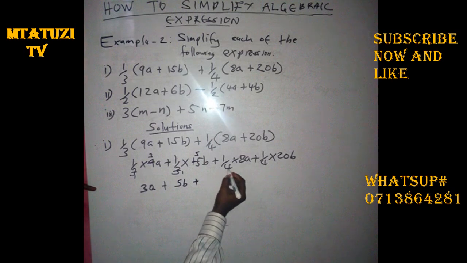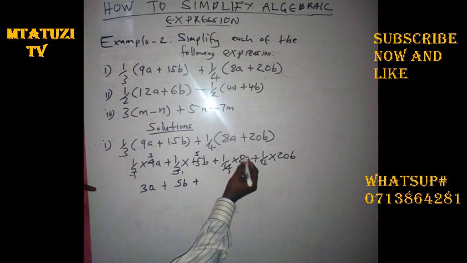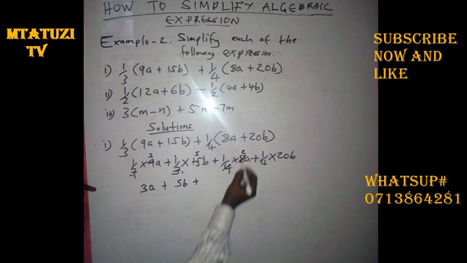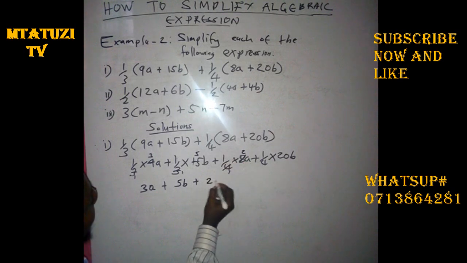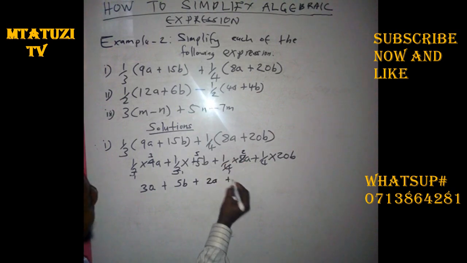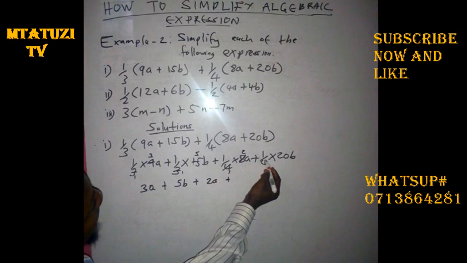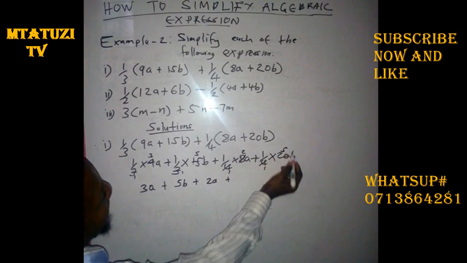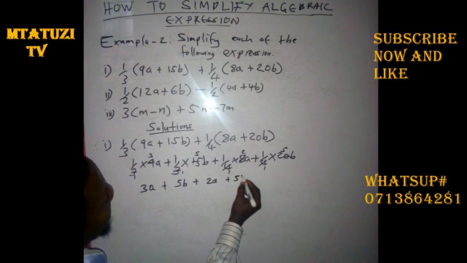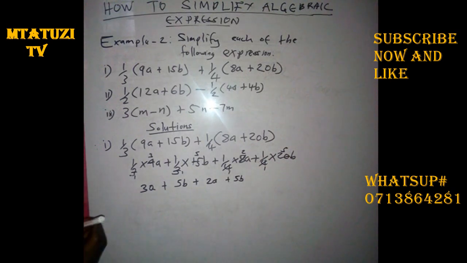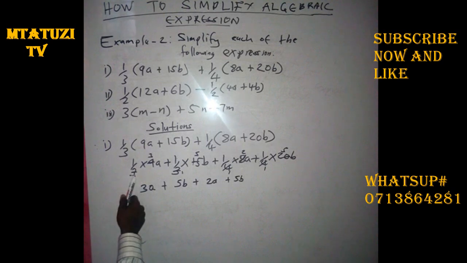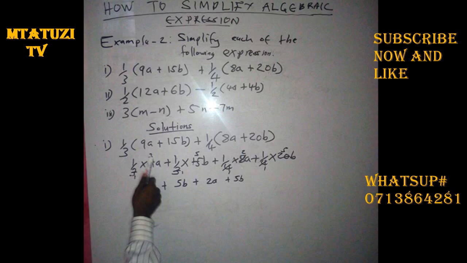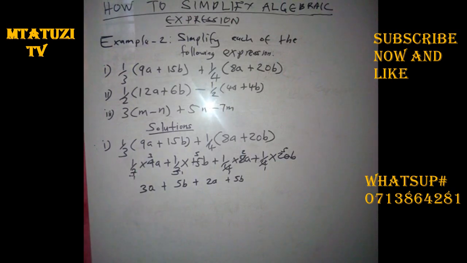Plus, 4 divided by 4 is 1, 8 divided by 4 is 2. 1 times 2a, you get 2a. Plus, 4 divided by 4 is 1, 20 divided by 4 is 5. 1 times 5b, you get 5b. So after dividing the denominators into the whole number, you take the numerator times the number which you get after dividing.